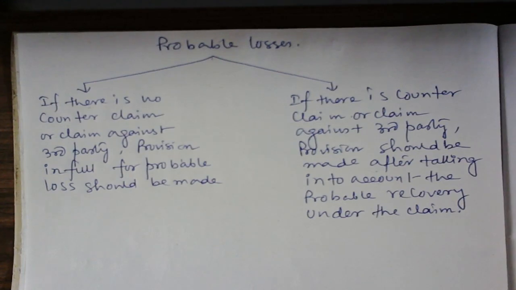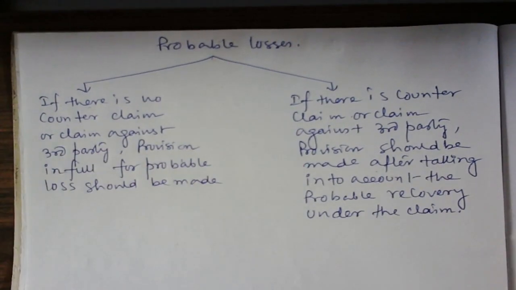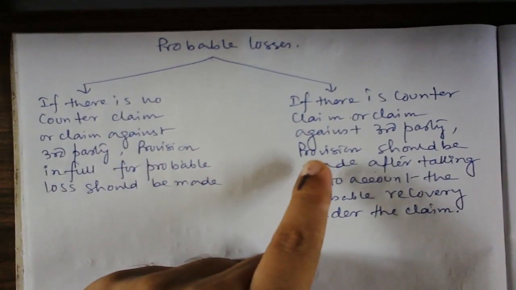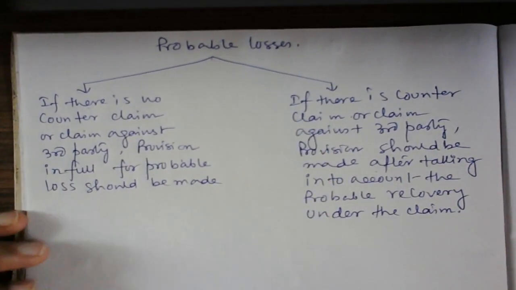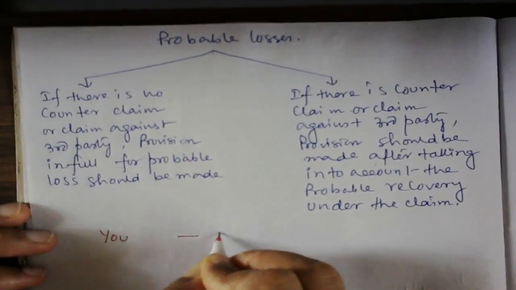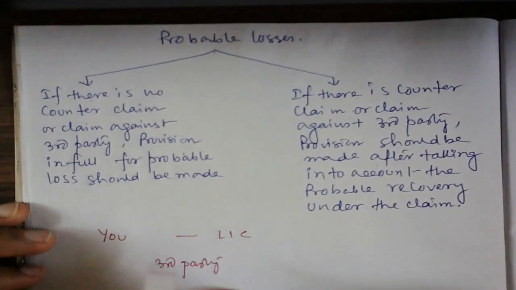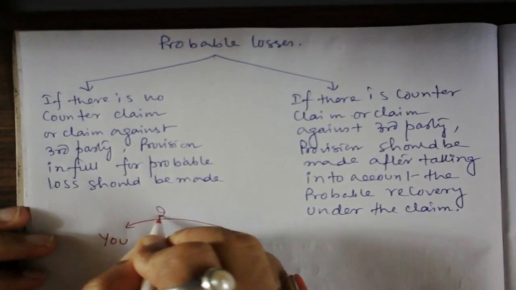But LIC set out a third party which is going to settle the claim. LIC is not going to settle the claim. There is a third party who is going to settle the claim. So you have a claim over the third party. So socho, LIC, third party. You took insurance from LIC.